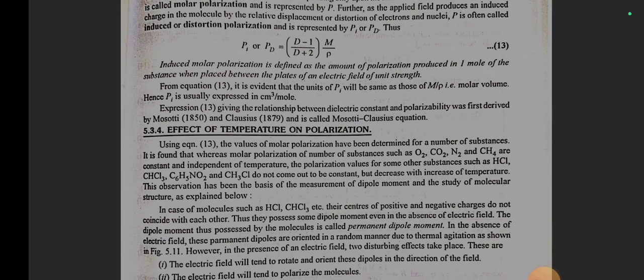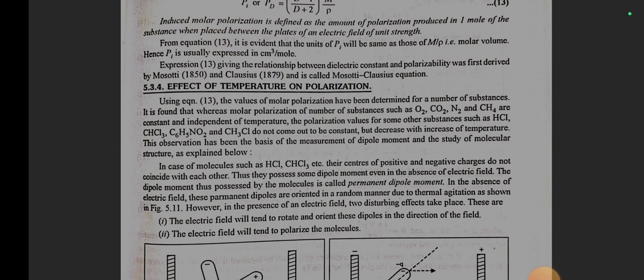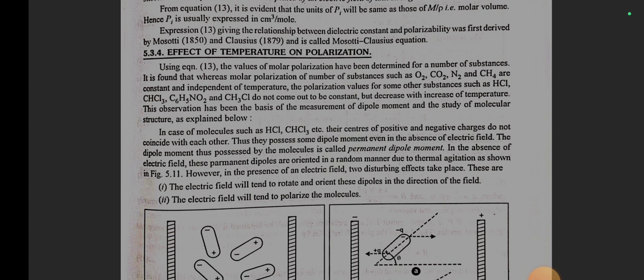Induced molar polarization is defined as the amount of polarization produced in 1 mole of the substance when placed between the plates of an electric field of unit strength. From equation 13, it is evident that the units of Pi will be the same as those of m by rho, that is molar volume. Hence, Pi is usually expressed in centimeter cube per mole. Expression 13, giving the relationship between dielectric constant and polarizability, was first derived by Mosotti and Clausius and is called the Mosotti-Clausius equation. Effect of temperature on polarization.